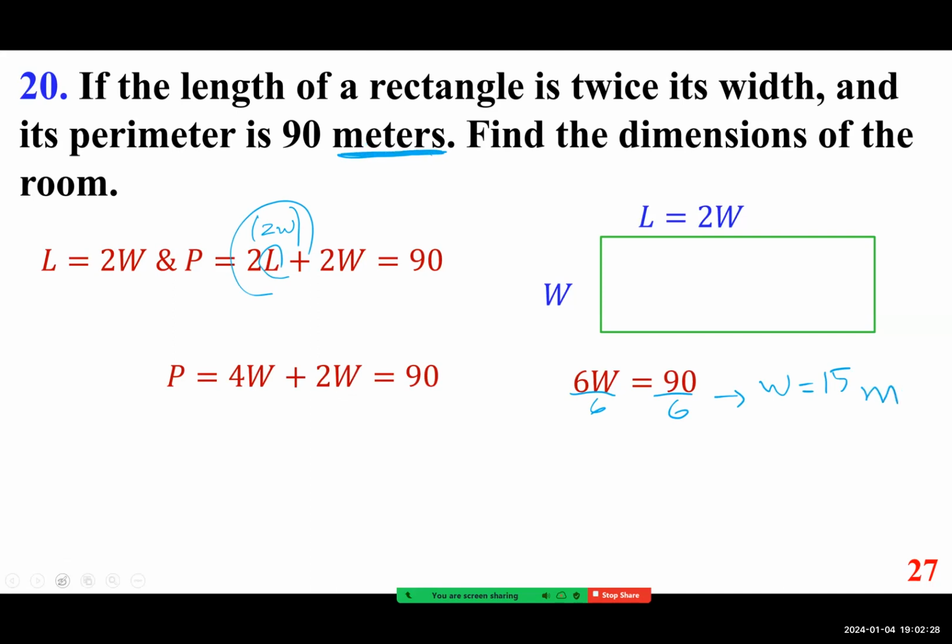meters. Anytime you do a word problem, if units are given, you give it back with the proper units. And the length is 2 times the width, so 2 times 15, or 30 meters. And now notice, if you add these two numbers, 45 times 2 gives you the perimeter of 90 meters, so it works. You should always check your work.